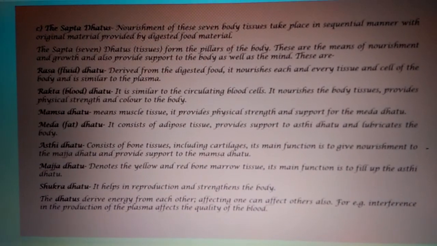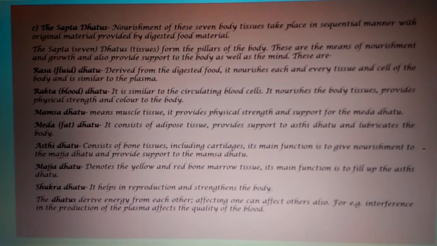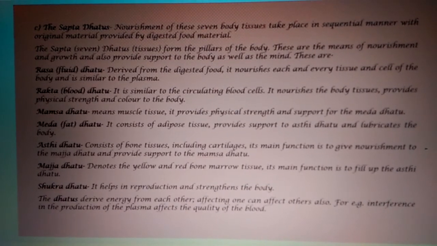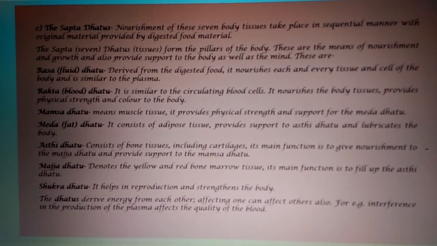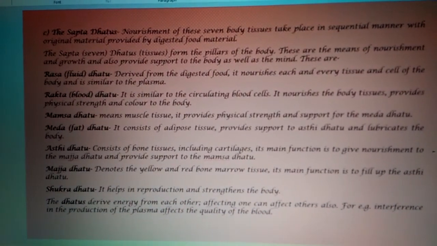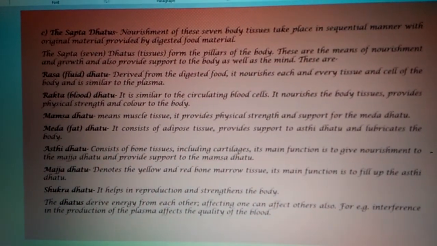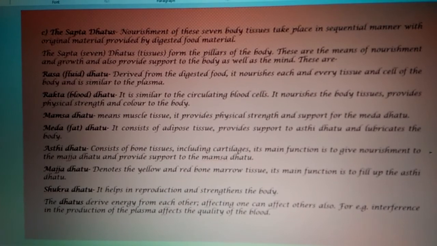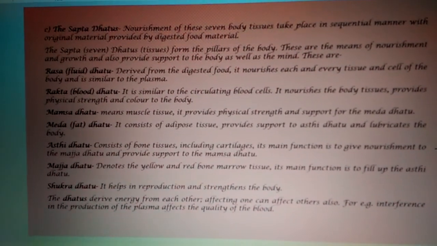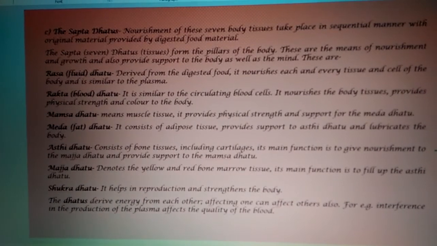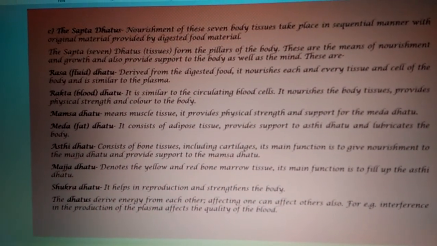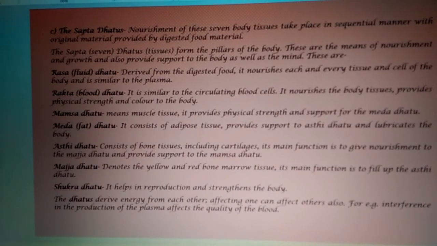Rasa means fluid. It is derived from the digested food. It nourishes each and every tissue and cell of the body and is similar to plasma. Rakta means blood. It is similar to the circulating blood cells. It nourishes the body tissues and provides physical strength and color to the body. Then comes the mamsa dhatu. It means muscle tissue. It provides physical strength and support for the meda dhatu.